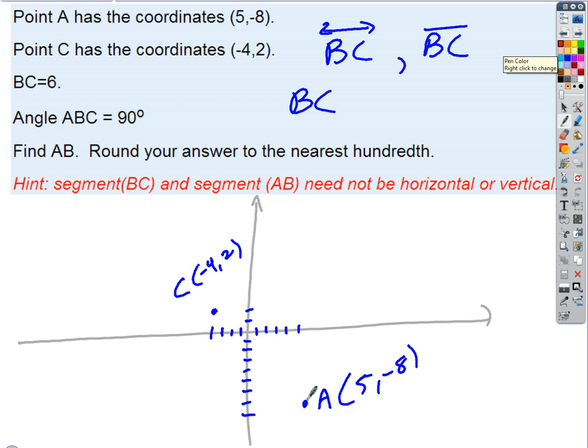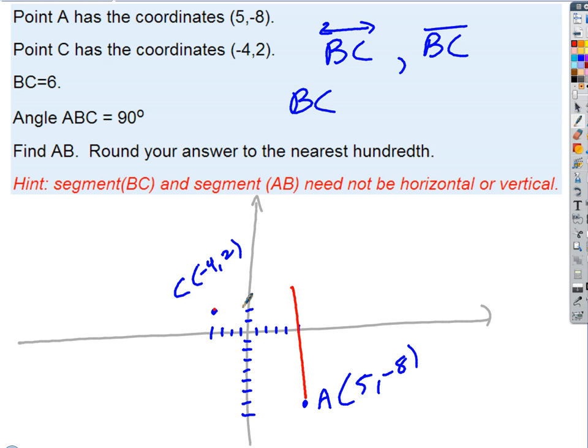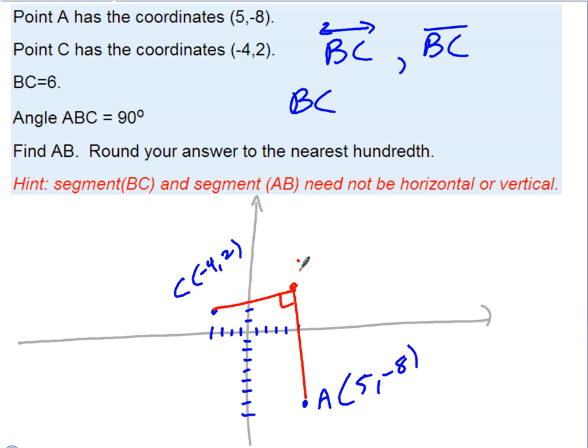So I could do this. I could make it go out kind of like this and call that point B. Or I could draw it down this way. I didn't draw that very well. I could draw it down here somewhere. So it goes like that and make that point B. It'd be one or the other.